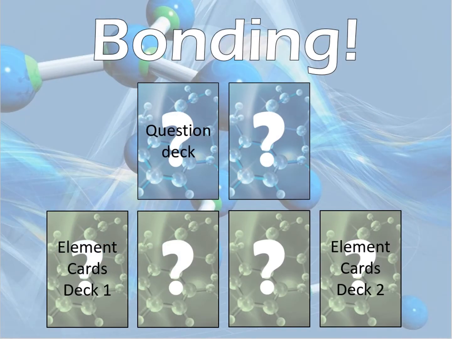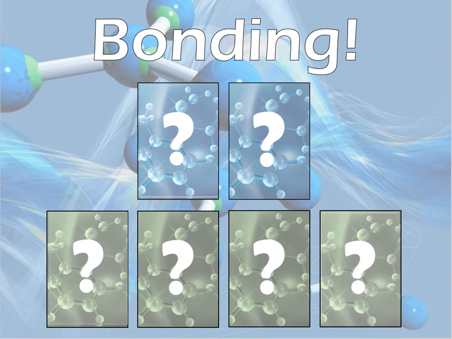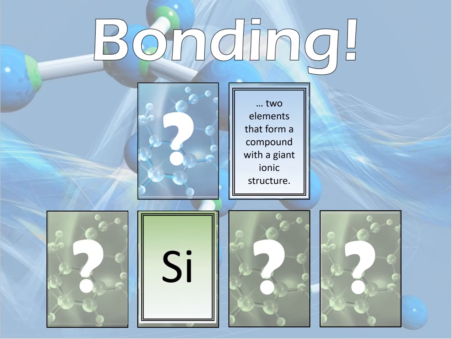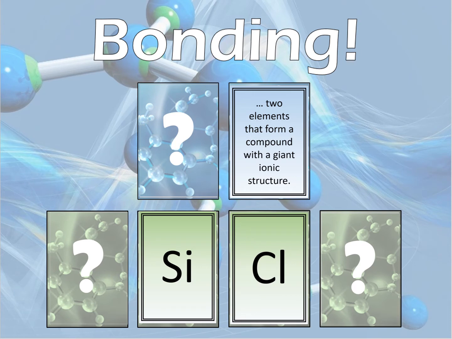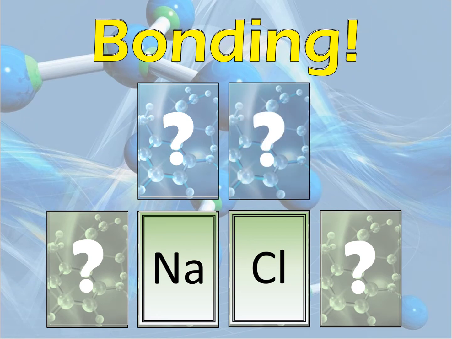So the first game is the bonding game, which is a simple card game. There are a set of question cards and 2 decks of element cards. A question card is turned over and then students take turns to choose an element card. When the required elements are present to answer the question correctly, the first student to shout bonding can then explain why those elements are correct with regard to the question. If the group agree with the explanation, then the student who gave the explanation keeps the card. The game then continues. The next question is turned and the process repeated.